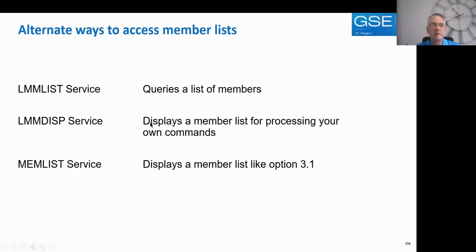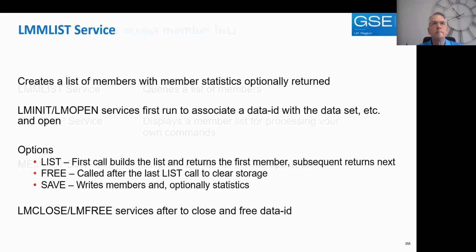Just like dataset lists, there are other ways to get to member lists. We have an LM list service to bring back information to the exec. This one is very involved. I won't be going over that one. It's like 13 pages of documentation, but it's more powerful. You can display and process your own commands. And then there's a memlist, which just brings up a member list.